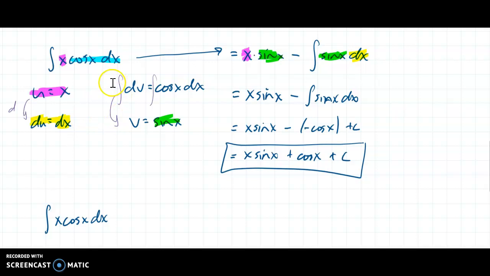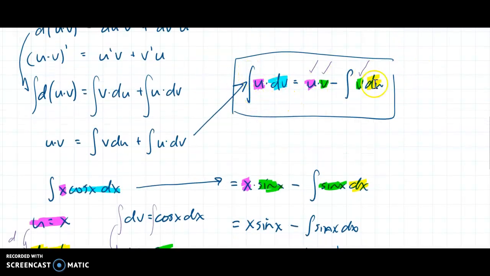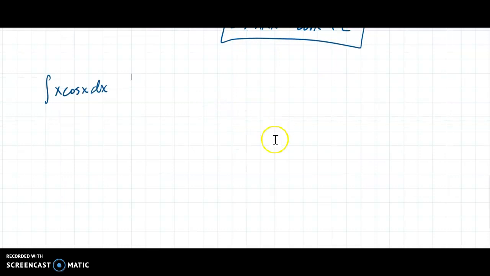So here's how the tabular method works. I'm going to do the tabular method with this, and then show you that it matches this formula right here. So what we do, and just come along for the ride, and I'll show you why it works, I do a dir side for derivative, and I do an int side for integrate.